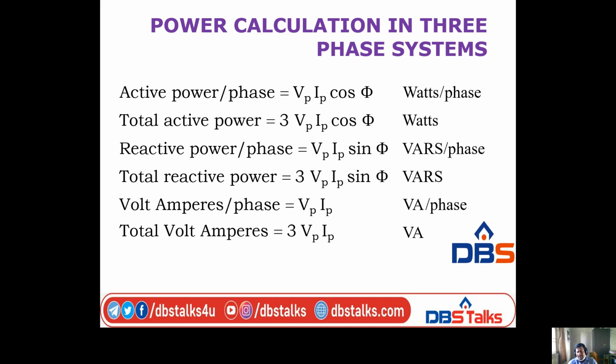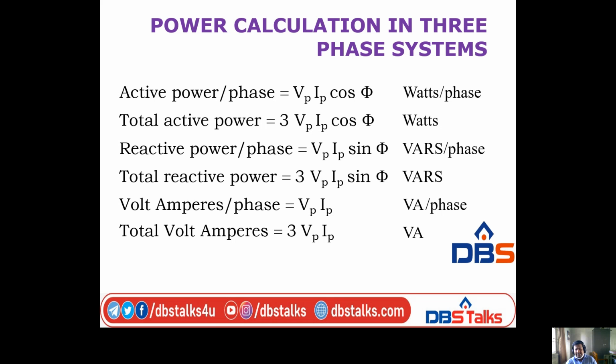Before going to power measurement by the two wattmeter method, we first look at the different types of power: active power, reactive power, and apparent power. Active power per phase is V phase, I phase, cos phi watts. The total active power for three phases is 3 V phase, I phase, cos phi watts.